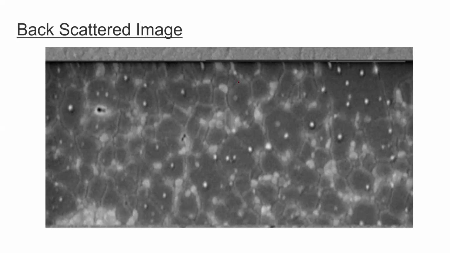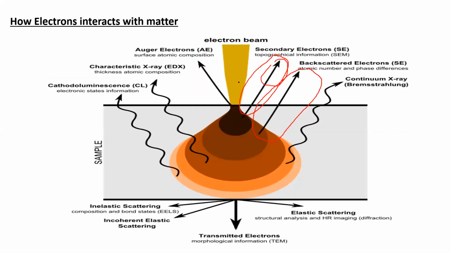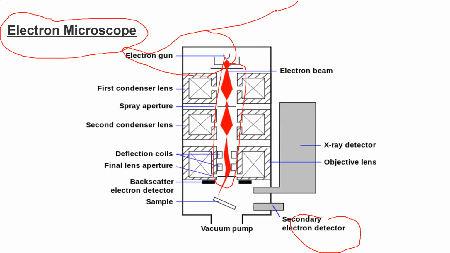Many electron microscopes have both secondary and backscattered electron detectors. I will show here. This electron microscope has the secondary electron detector on the right side, and on the left side, you can find the backscatter electron detector also.